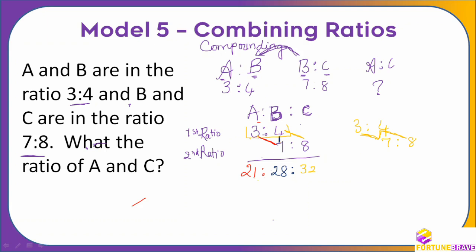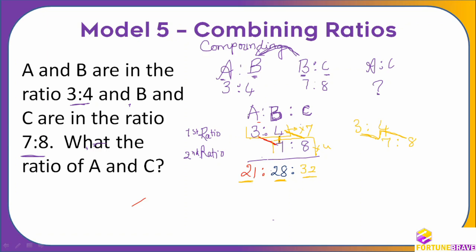So if you only ask A is to B, this is multiplied by 7, this is multiplied by 7. On the other hand, this ratio has been multiplied by 4. 7 is also multiplied by 4 and 8 is also multiplied by 4. Are you getting my point? So if you multiply this ratio by 4 and this ratio by 7, we are going to get the same ratio. So the new ratio, the compounded ratio, is 21 is to 28 is to 32.